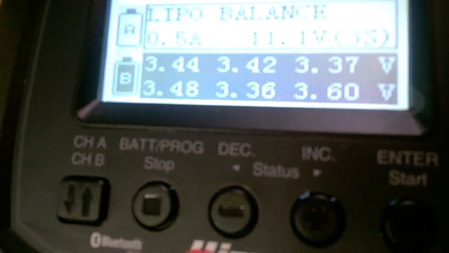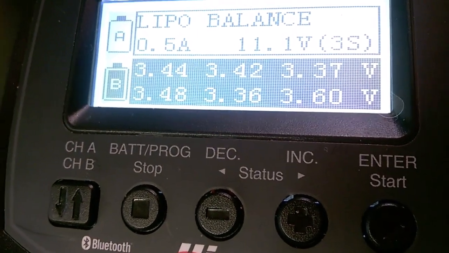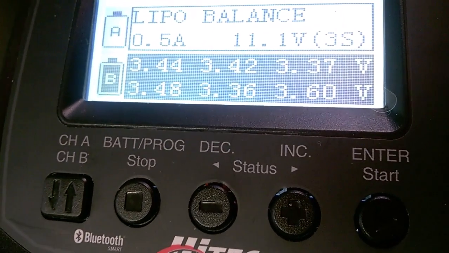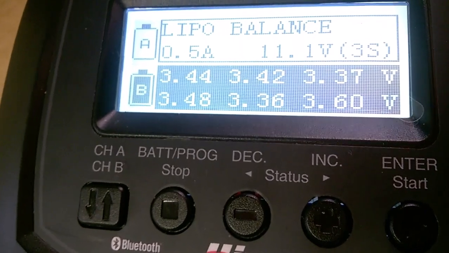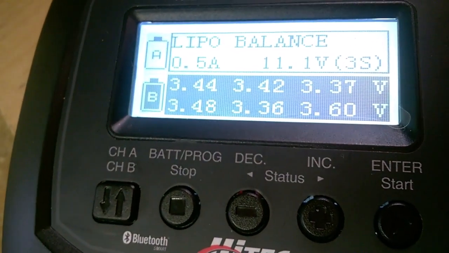So I think I'll balance charge the first 6 and then balance charge the second 6 to see if I can level this pack right out, and then we'll see where we go from there. So I got, as you can see, 6S lined up there.